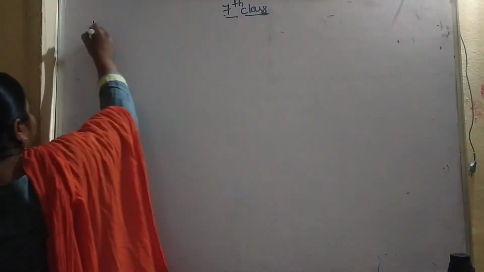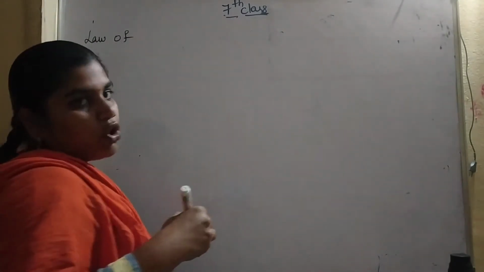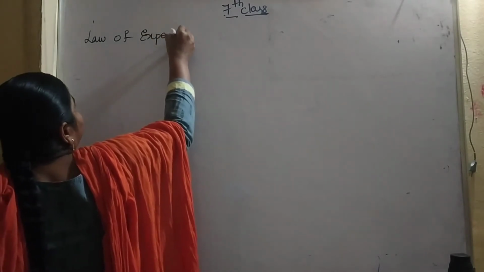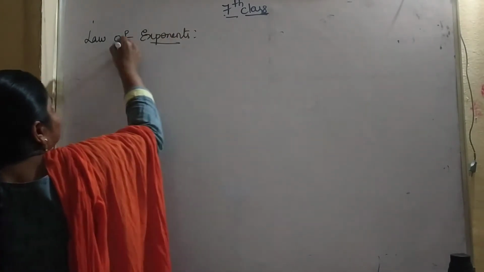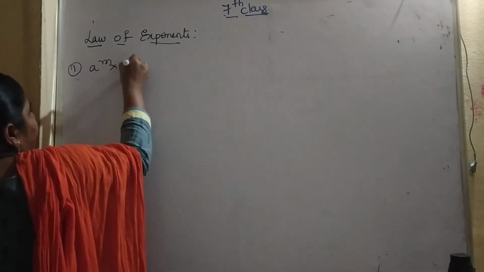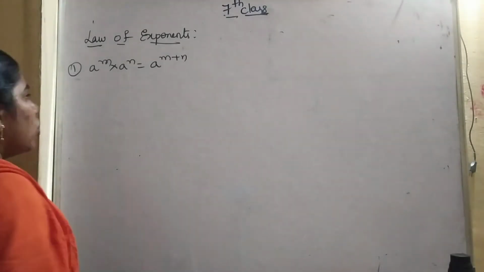So laws of exponents, you can copy in your books along with the examples. Here, a total of 9 exponent laws are there. The first one is a power m into a power n is equal to a power m plus n. So this is our first law.